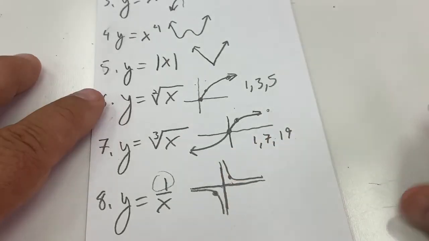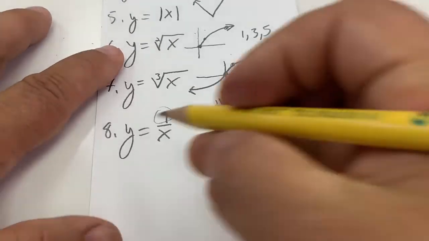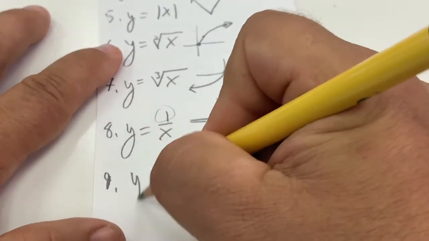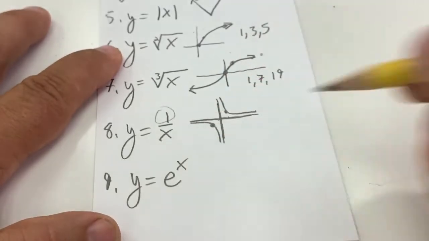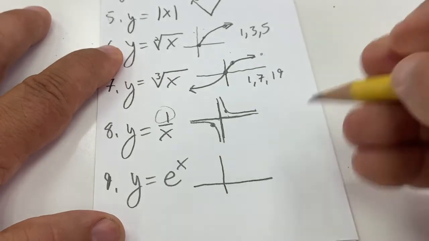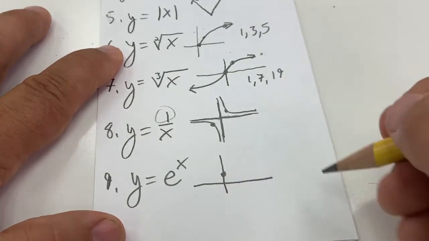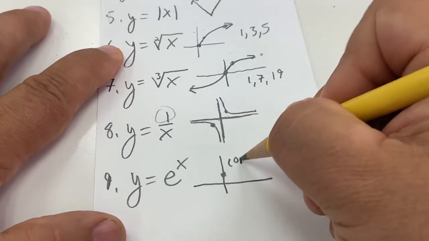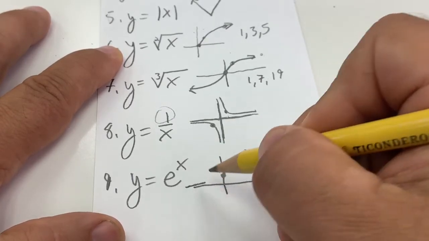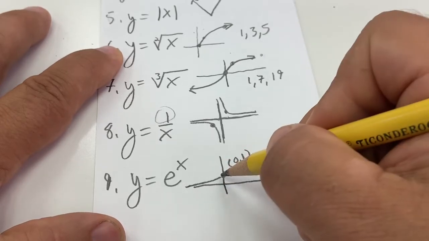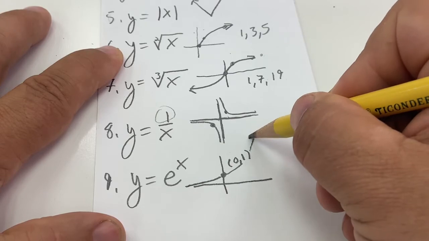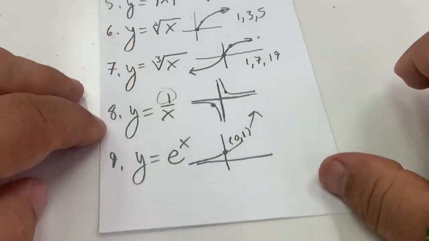And that's going to be my graph. Rational expression, it's called. Ninth graph, y equals e to the x. So if I have an xy axis, e to the x is going to go through 0, 1. Let's write that down. Then it's going to come through there. It's going to have an asymptote along the x-axis. It's going to hit that 0, 1, and then it's going to exponentially grow. It's going to grow really fast.